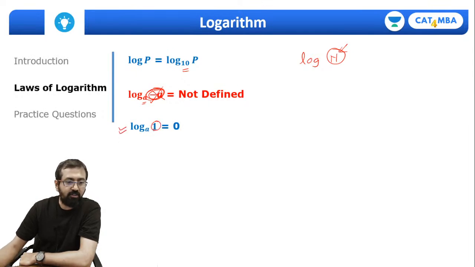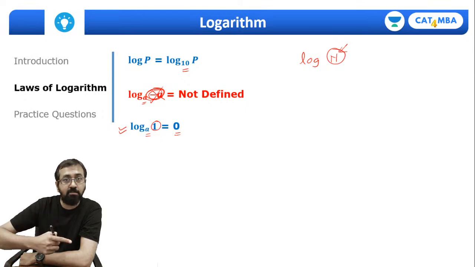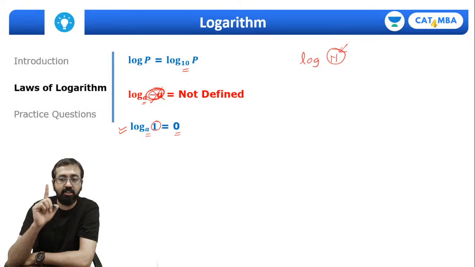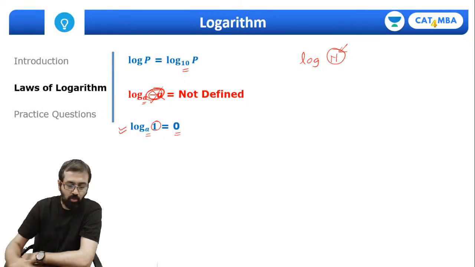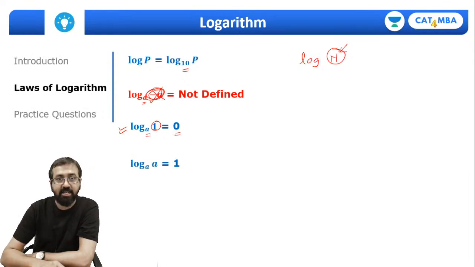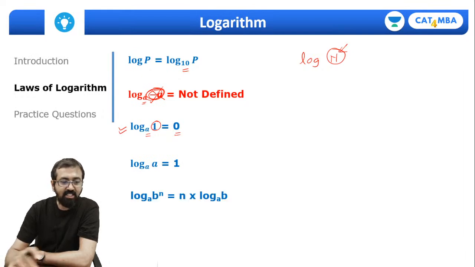The third point, again we have discussed this thing, log of 1 with any base is 0. We have already understood this and I have already explained why log of 1 with any base is 0, because any number raised to the power 0 is 1, so that's why log of 1 with any base is 0, okay.